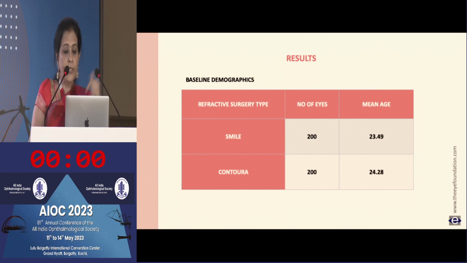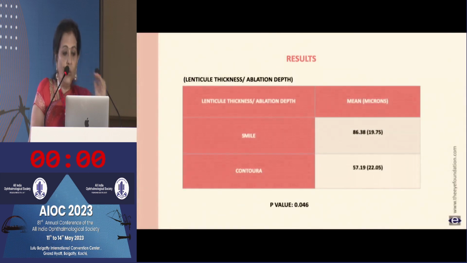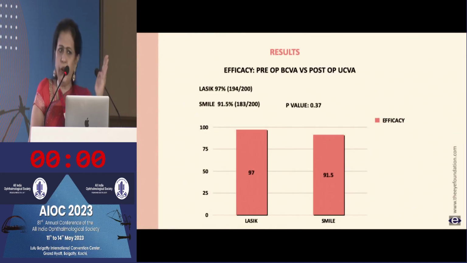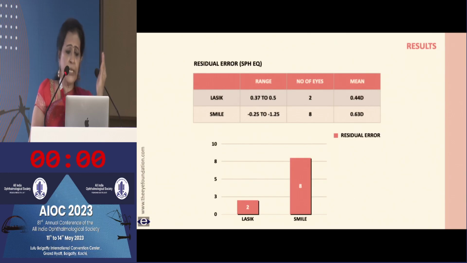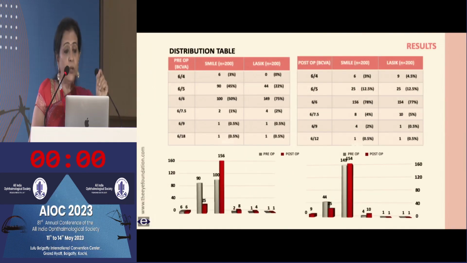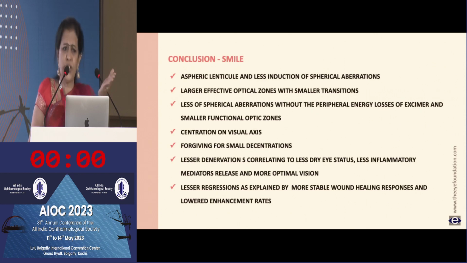These were our results when we compared SMILE and Contoura in 200 eyes. We found that safety-wise and efficacy-wise, they were nearly similar. But what came to light was that the residual error was actually less in Contoura. The cylindrical correction was better in Contoura. And another surprising thing, which I myself couldn't accept because I do a major amount of SMILE surgery, the improvement in BCVA was better in Contoura than SMILE. But then it's just 200 eyes.